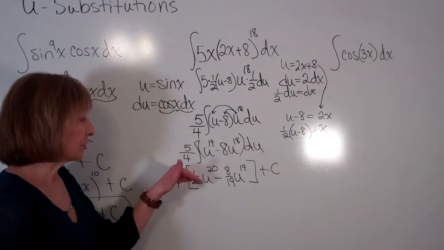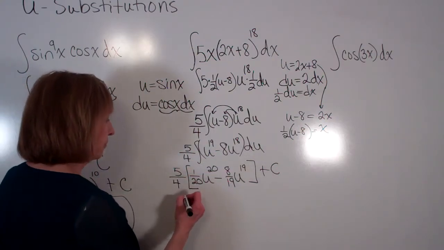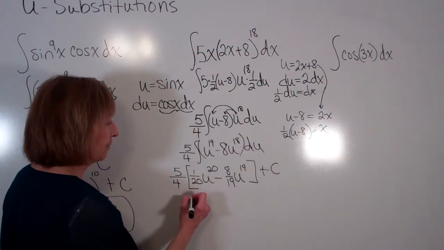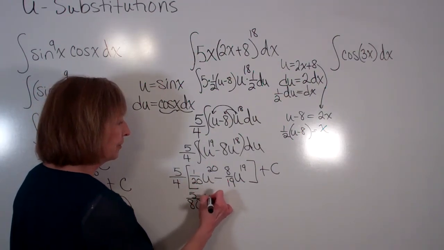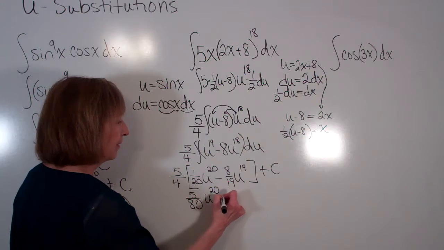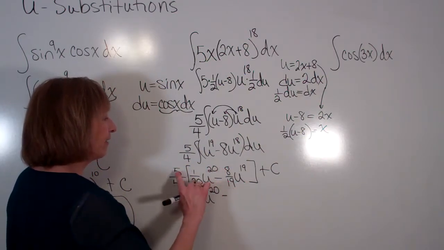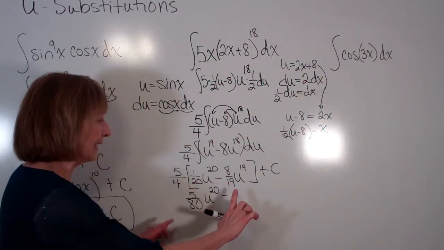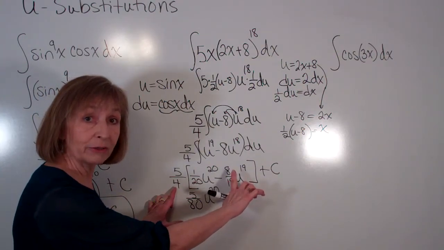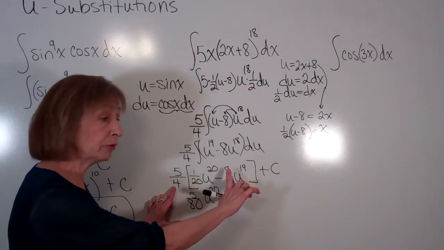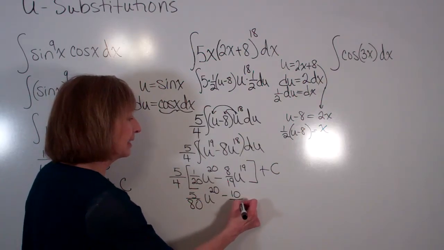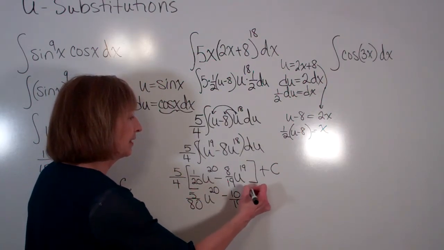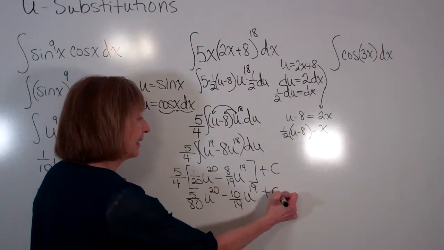Next up, we're going to distribute that 5/4 through. So 5/4 times 1 over 20 is 5 over 80, u to the 20, minus 5/4 times 8 over 19. There will be a common factor of 4 top and bottom that will remove. So that'll actually end up being a 10 in the numerator and a 19 in the denominator. u to the 19, and then plus c.